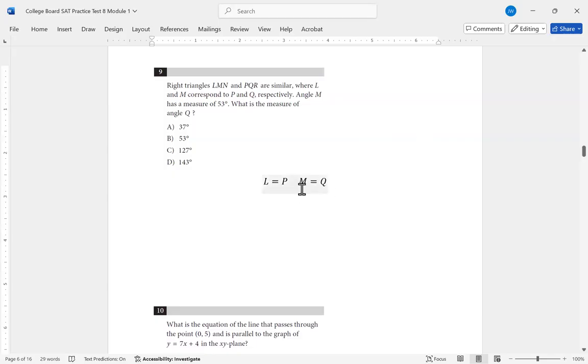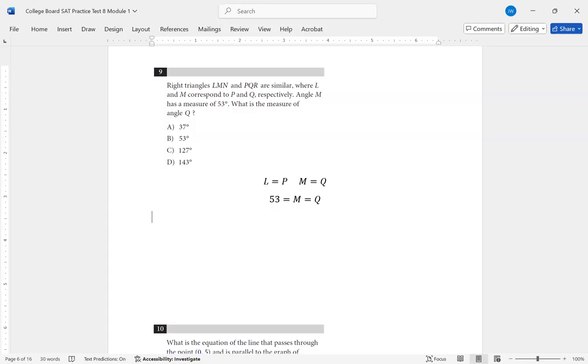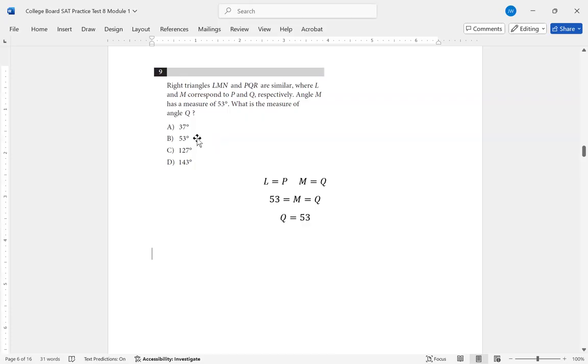Now, really the only one we need to use is that M is equal to Q, because if M is equal to 53 degrees and Q is equal to M, then Q is equal to 53 degrees, and that's what we're trying to find. So the answer to question 9 is B, 53 degrees.